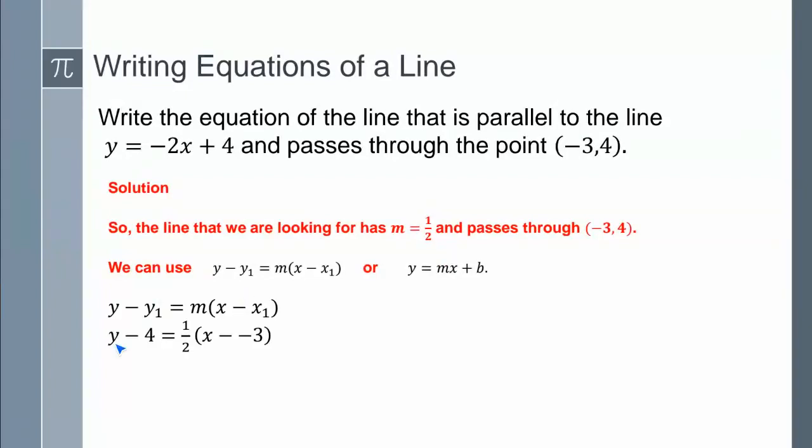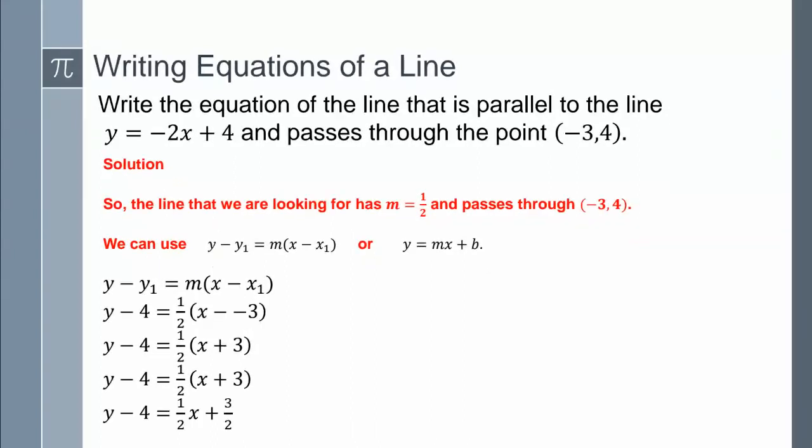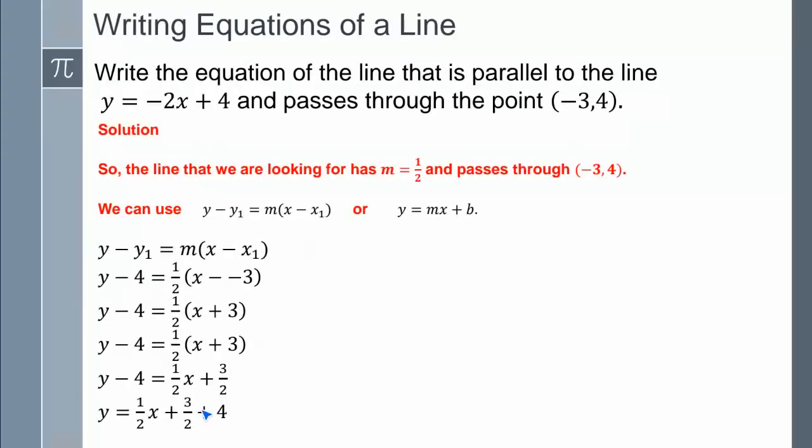So we're going to have y minus 4 is equal to a half times x minus negative 3. If we simplify, negative negative is a positive. We multiply the half inside: 1/2 times x is a half x, and 1/2 times 3 is 3/2. We're going to add 4 on both sides. So we are adding 4 there.